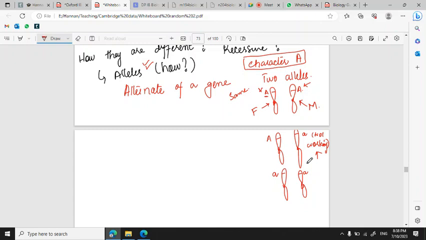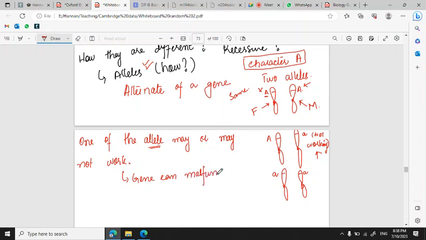Now what does it mean? It means that one of the alleles may or may not work. So it means that the allele or gene can malfunction. Now, would we consider this a mutation, or would this not be? Yes, you are right.